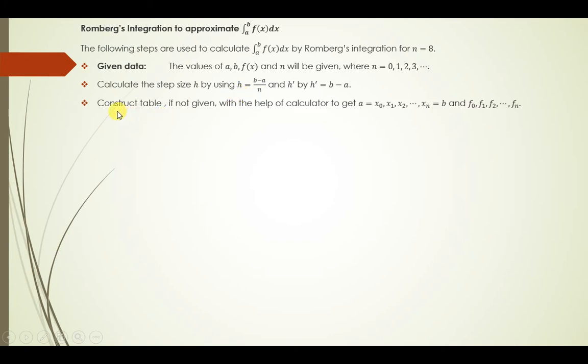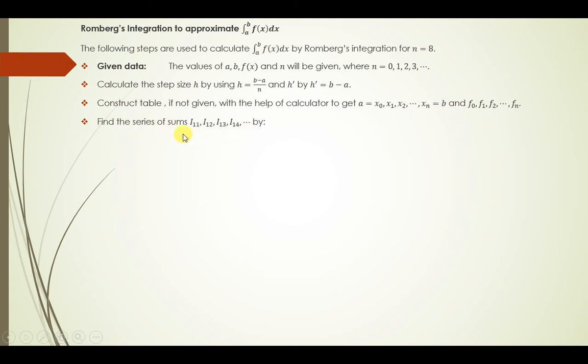Thirdly, we need to construct a difference table as studied in the previous lecture. If that difference table is not given to you, use a calculator to get the values of those xi's and the values of those f of xi's. That is the third step. The fourth step is that we need to find the series of sums. This is the new thing in Romberg's integration: we need to find I11, I12, I13, I14 and so on. These are called the series of sums for Romberg's integration.